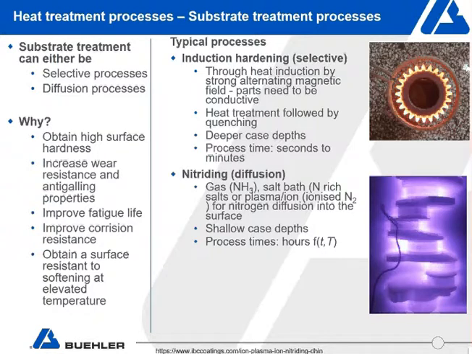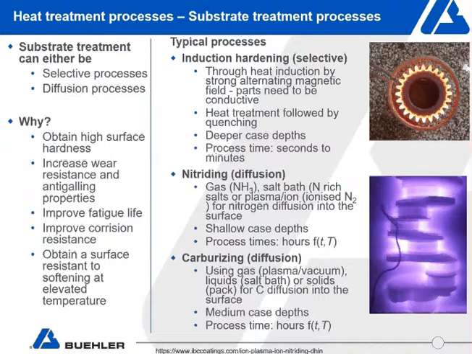The next technique is nitriding or nitrocarburizing, which is a diffusion kind of substrate treatment process. And in this case, you're using either gas, be it ammonia, or salt bath, which are nickel-rich salt, or you can also use ionized nitrogen. And in this, essentially, we're impinging nitrogen into the surface, creating a harder region. And with nitriding or nitrocarburizing, you do tend to cause shallow case depth, and the process time can take a couple of hours to get the right case depth.